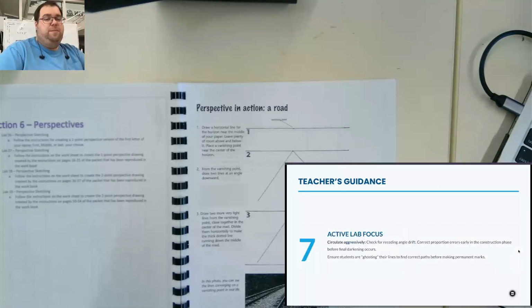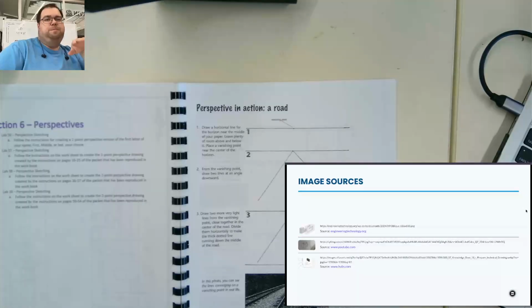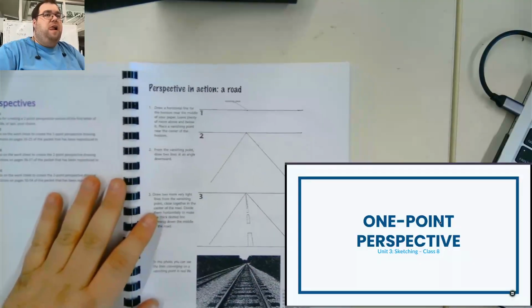So we did the simple geometric forms and we finished the lab. Last time, we didn't really get into compound forms, which is something that we'll do next class when we do 2-point perspectives. So I'm holding off on that. So, stepping forward to today, we have our 1-point perspective, and that's what we're going to be working on.